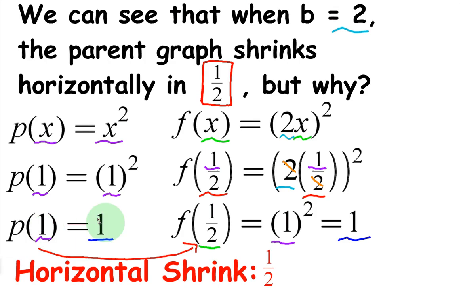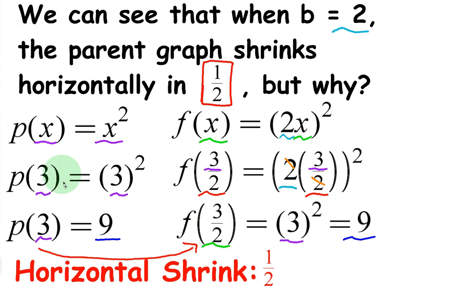It's going to be half of this x value, but the question is why? So p of 1 is 1. Again, like we've done before, we want the input of our transformed function to also be 1 so that we can get 1 back. In order to accomplish that, we would have to make x equal to 1/2 because 2 times 1/2 equals 1 to get the same y value back. This illustrates that our x value has been cut in half in order to achieve the same y value of 1. Therefore, the horizontal shrink is half. 1 times 1/2 equals 1/2.